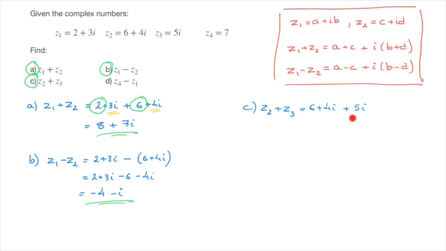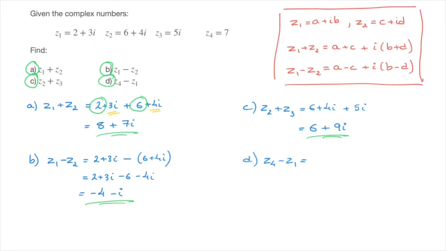Now, although z3 doesn't have any real part, in other words, its real part is equal to 0, we still calculate this in the same way. In other words, we gather like terms. So the real part of the result will simply be 6, and I add to that 4i + 5i, which is 9i. And that's the answer. Finally, we move on to question D, and in question D we need to find z4 - z1. And we can see that z4 is equal to 7. In other words, its imaginary part equals 0. And z1 is still 2 + 3i.